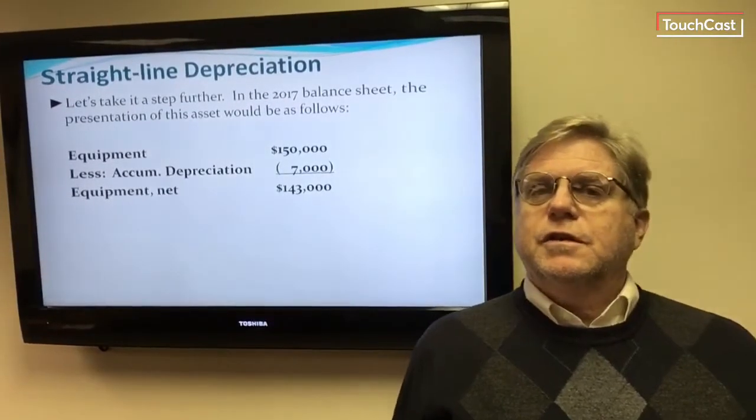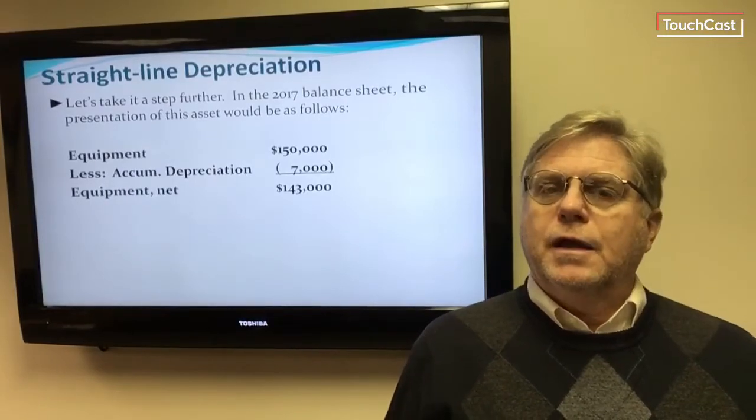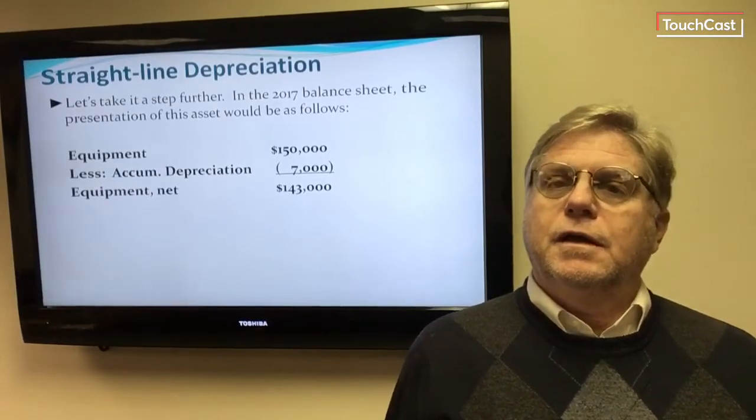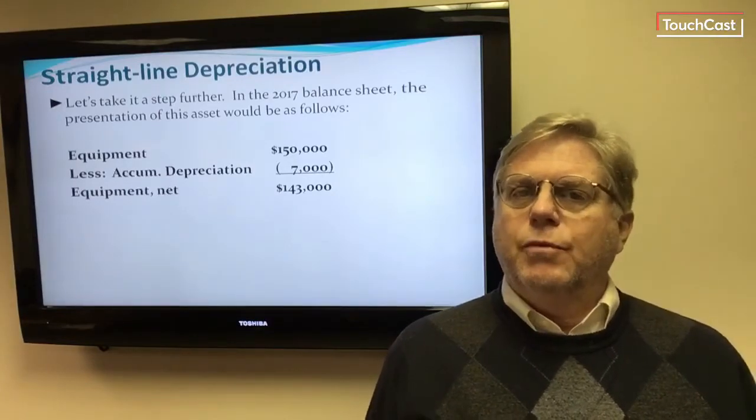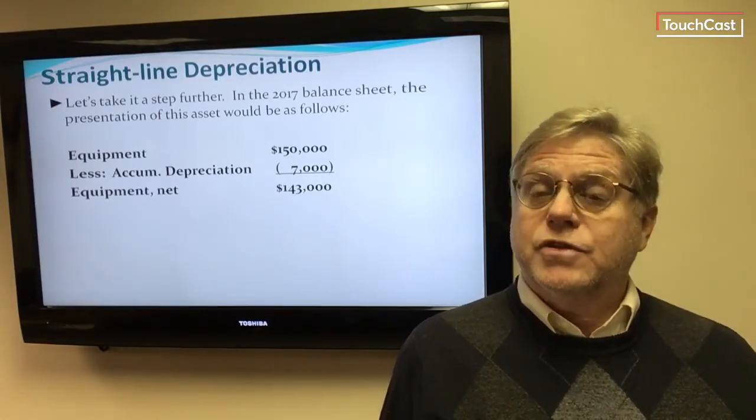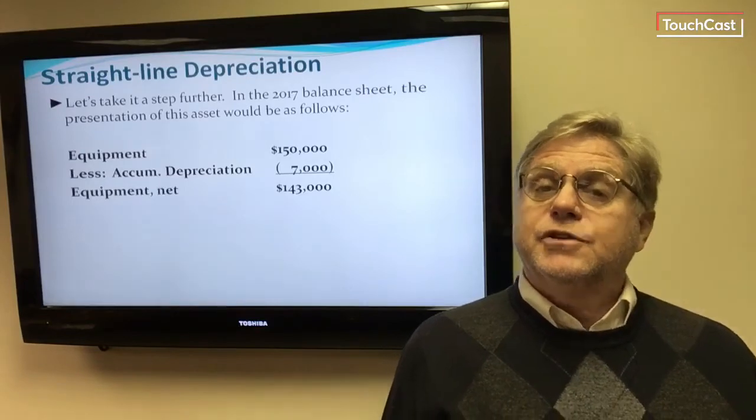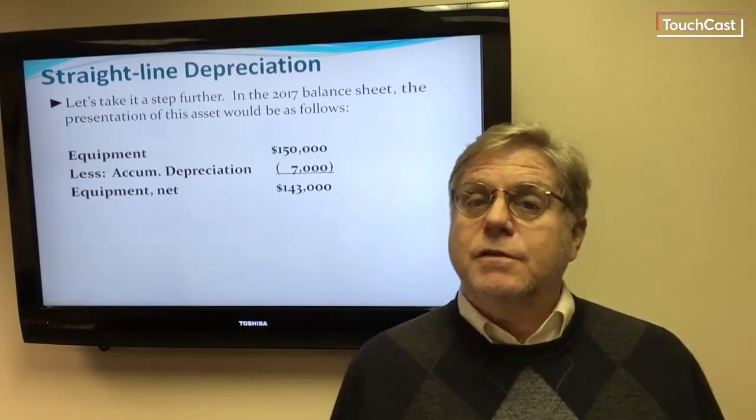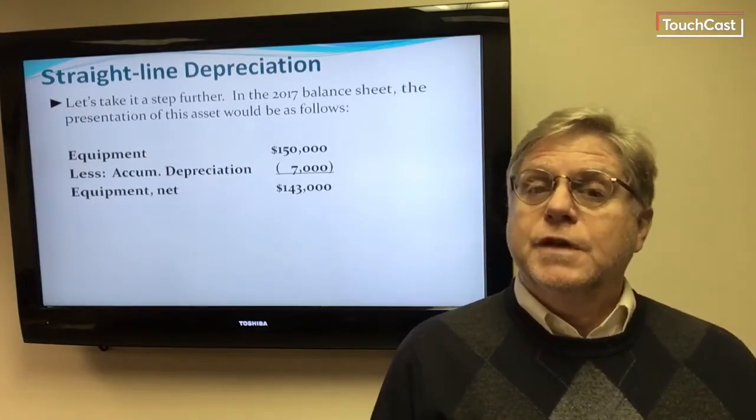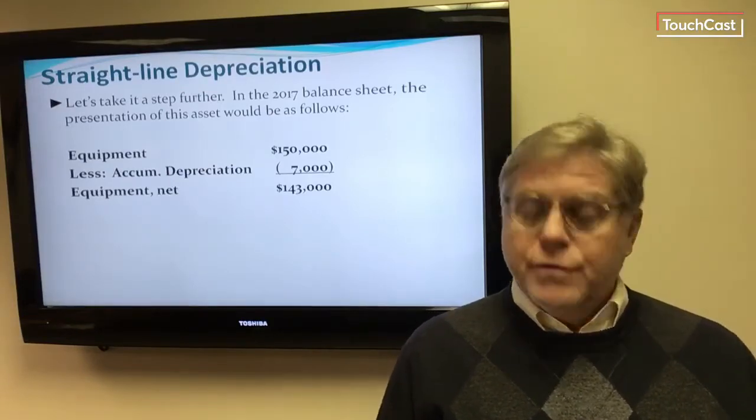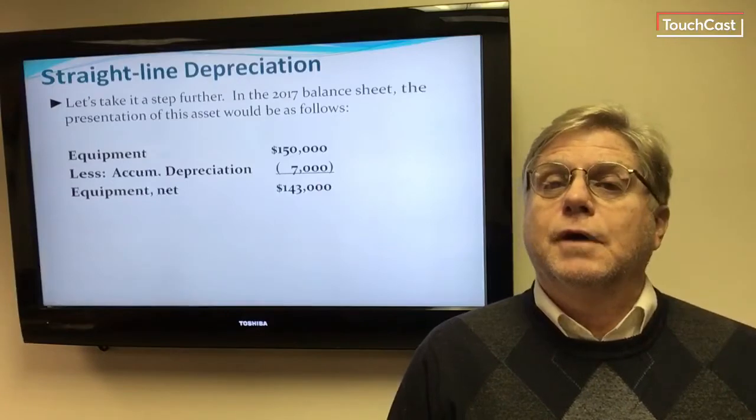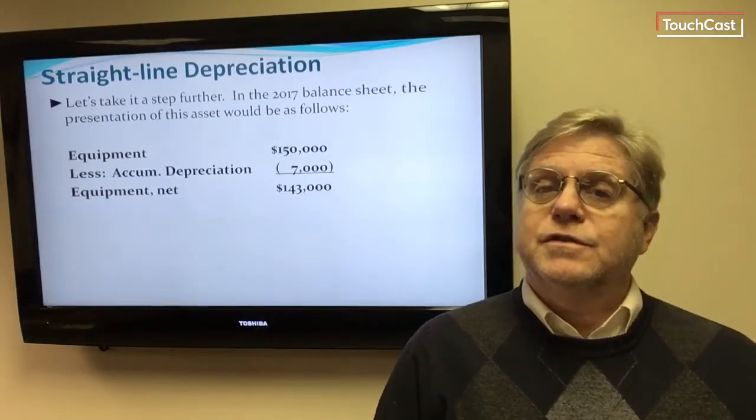Let's take this just a step further and look at how this would be presented in the balance sheet. Given this information here, we would show equipment of $150,000 for this asset, less accumulated depreciation of $7,000 as of December 31st. So the equipment net of accumulated depreciation would be $143,000 at the end of fiscal 2017.